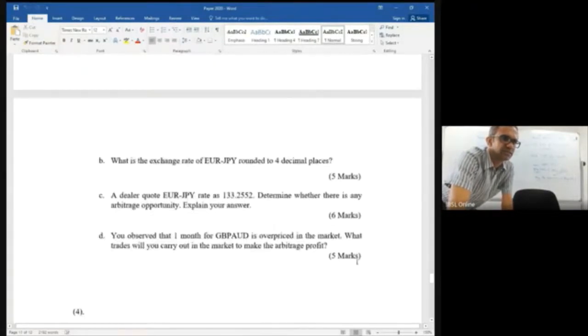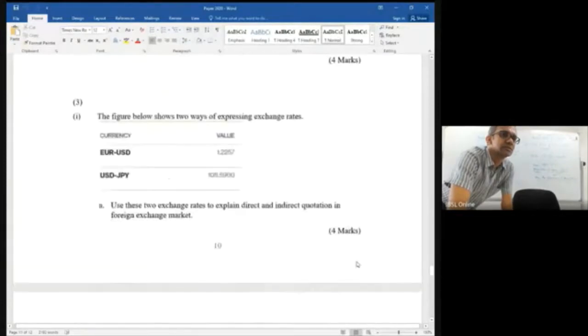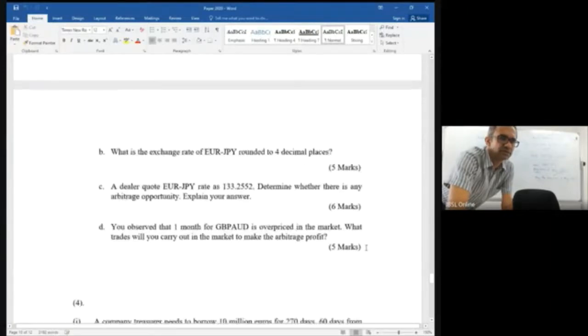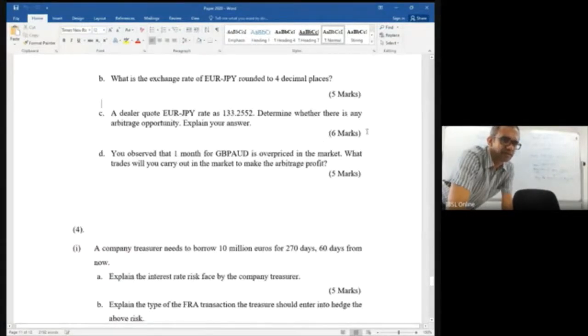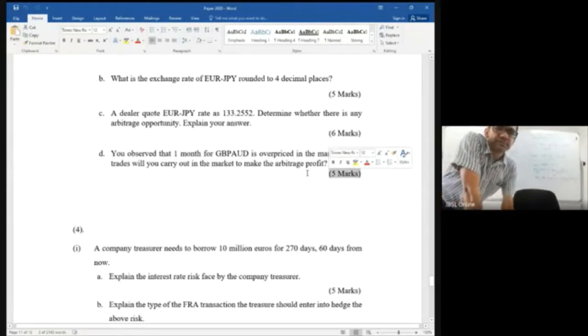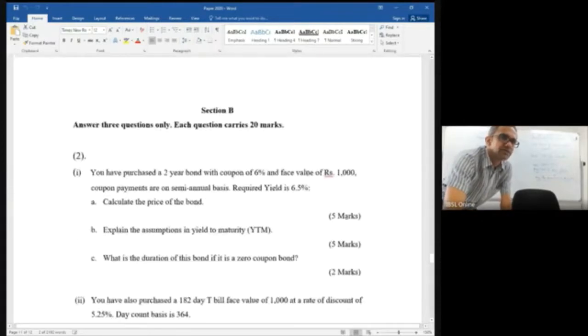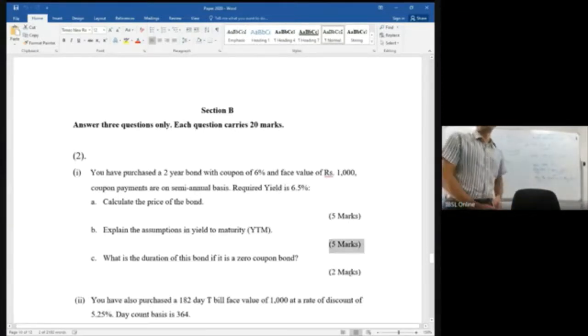Say the last question we discussed, question 3: just to explain direct quote and indirect quote, 4 marks; calculation for the cross rate, 5 marks; then identify whether there's an arbitrage or not, 6 marks; and explaining this, 5 marks. Sure, yes, 5 marks. Likewise, even in the previous one, calculation of the bond price 5 marks, and the explanation of assumptions 5 marks. So the breakdown is given.